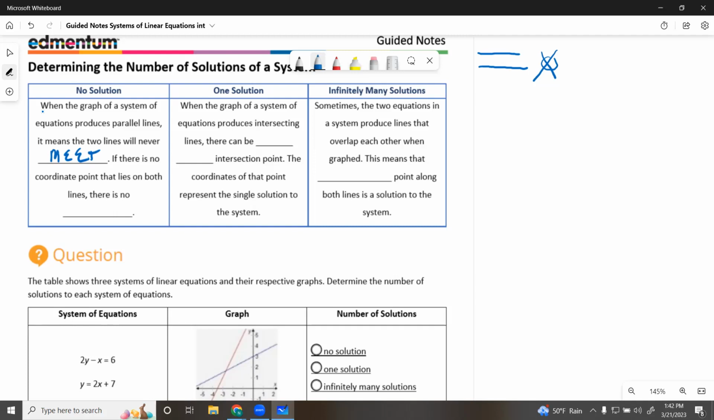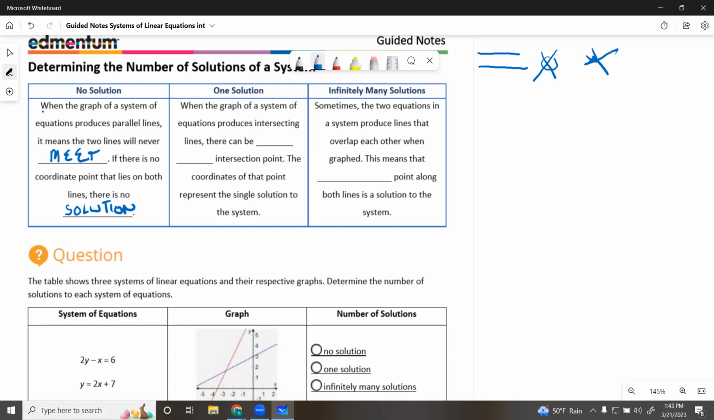Meet me in the middle. Okay, if there is no coordinate point that lies on both lines, there is no solution. So remember, the solution is the intersection where they both meet. If they never meet, there can be no solution.